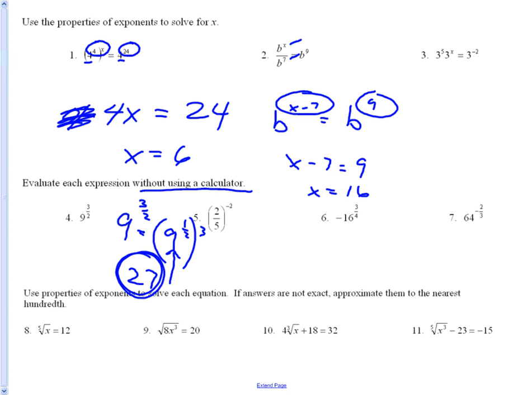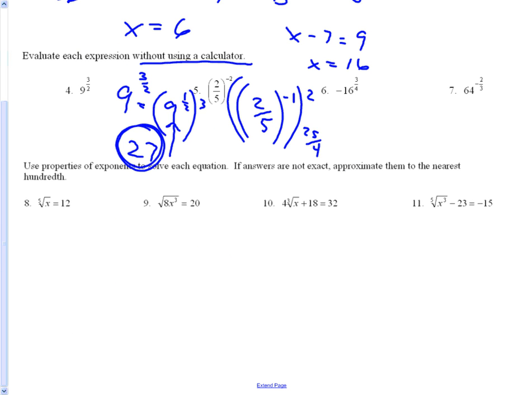All right, this one. 2/5 to the -2nd. Well, I can break it up in 2 parts. I go it to the -1 and then to the 2nd. So that's going to flip it, and it'll turn into 5/2. And then we square it, and it would be what? 25/4. All right. I'm getting tired. I'm going to move on to these next ones.